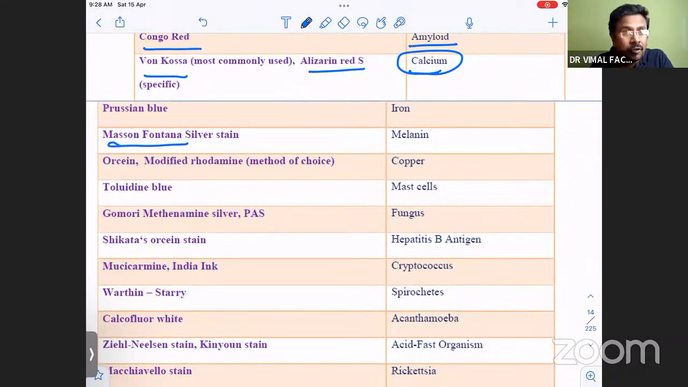Okay, Fontana. Don't confuse it with the Masson trichrome. Masson trichrome is for collagen, whereas Masson-Fontana is actually for melanin. Melanin. Okay, then copper.